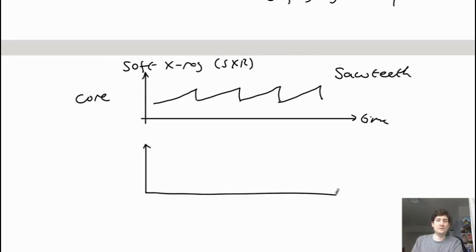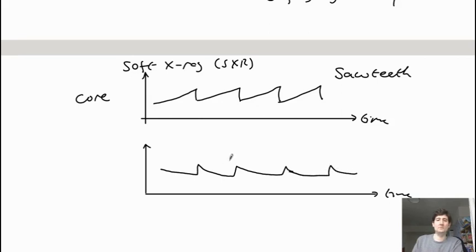If you look slightly outside the core, again against time, you'll see the opposite thing: the temperature will gradually drop, and then you see a spike. And so every time there's a sawtooth, heat is being thrown out of the core and then arriving slightly outside the core.